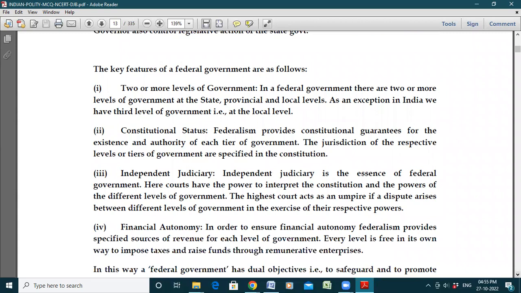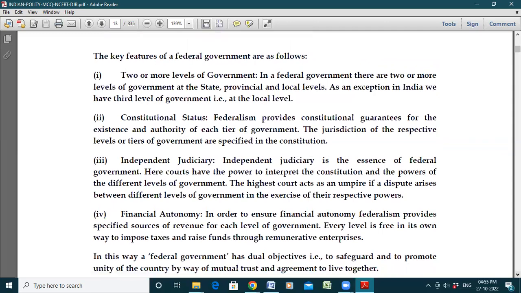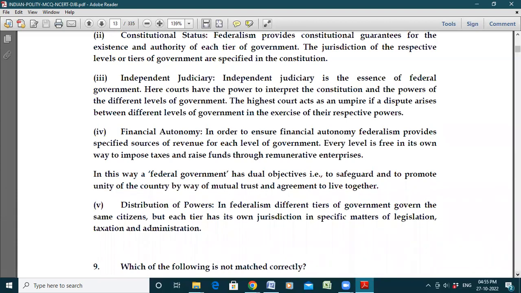Now some key features of federal governments are: two or more levels of government are there; constitutional status, like federalism provides constitutional guarantees for the existence and authority of each tier of the government; an independent judiciary should be there; financial autonomy should be there; and the federal government has dual objectives, to safeguard and to promote the unity of the country by way of mutual trust and agreement to live together. Then distribution of powers is there. So these are some properties of a federal government's existence, right?